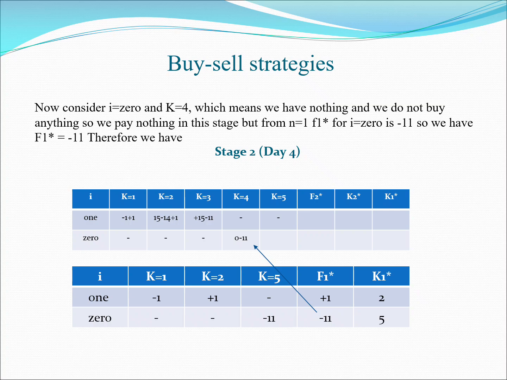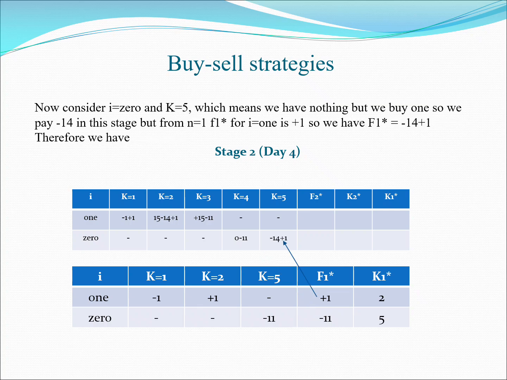Therefore we have, now consider I equals 0 and k equals 5, which means we have nothing, but we buy 1, so we pay negative 14 in this stage. But from n equals 1, f1 star for I equals 1 is plus 1. So we have f1 star equals negative 14 plus 1.